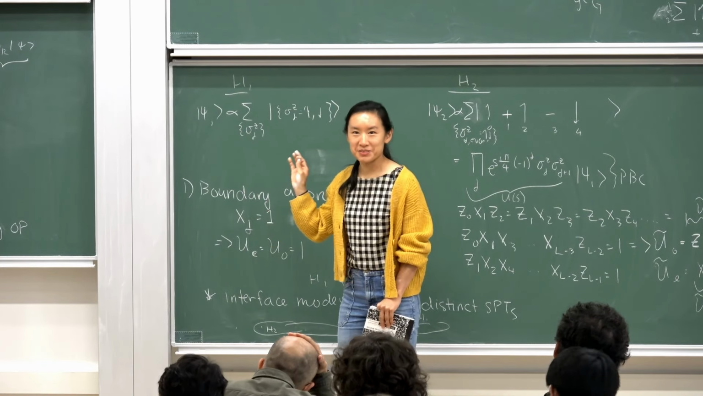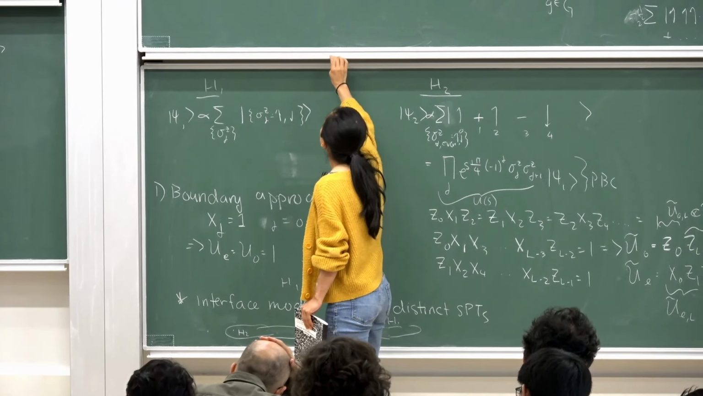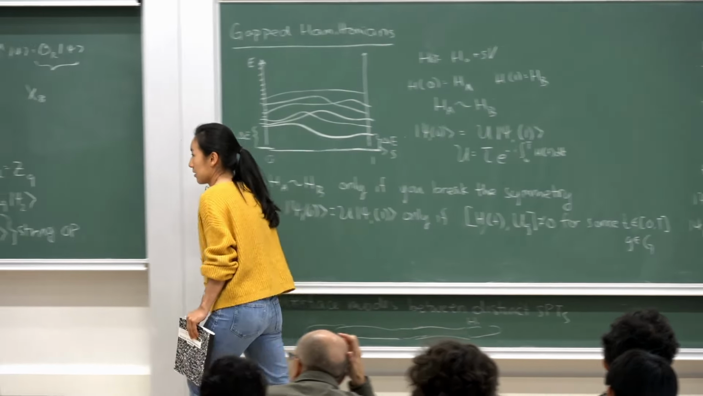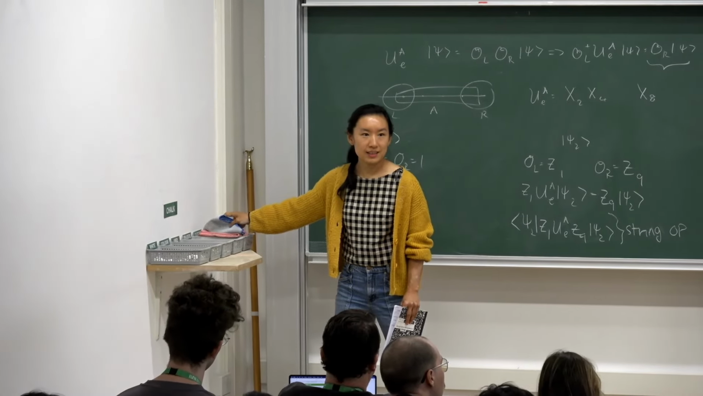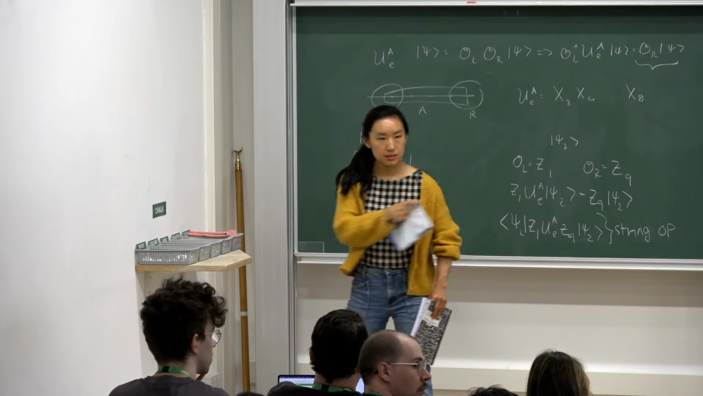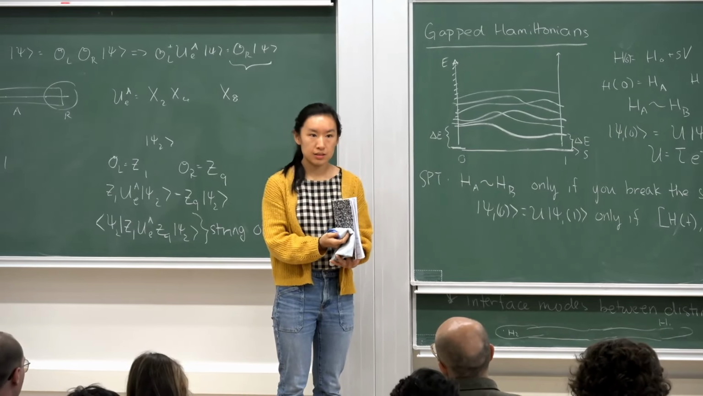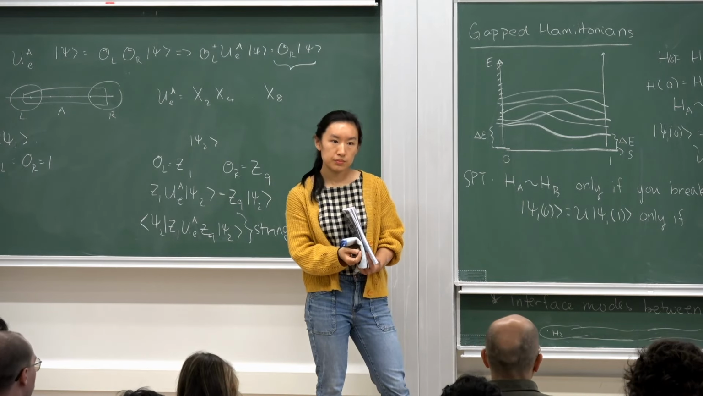Okay, so that's all for 1 plus 1D. Any other questions about the 1D story? Yeah. So, given a spatial symmetry operator, reconstruct the defect Hamiltonian such that it's still symmetric under that.